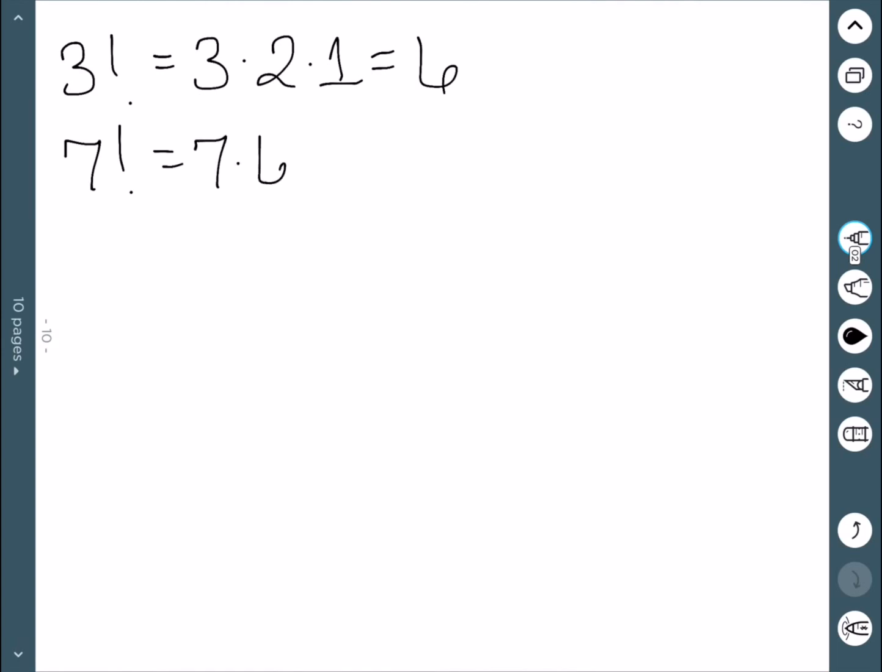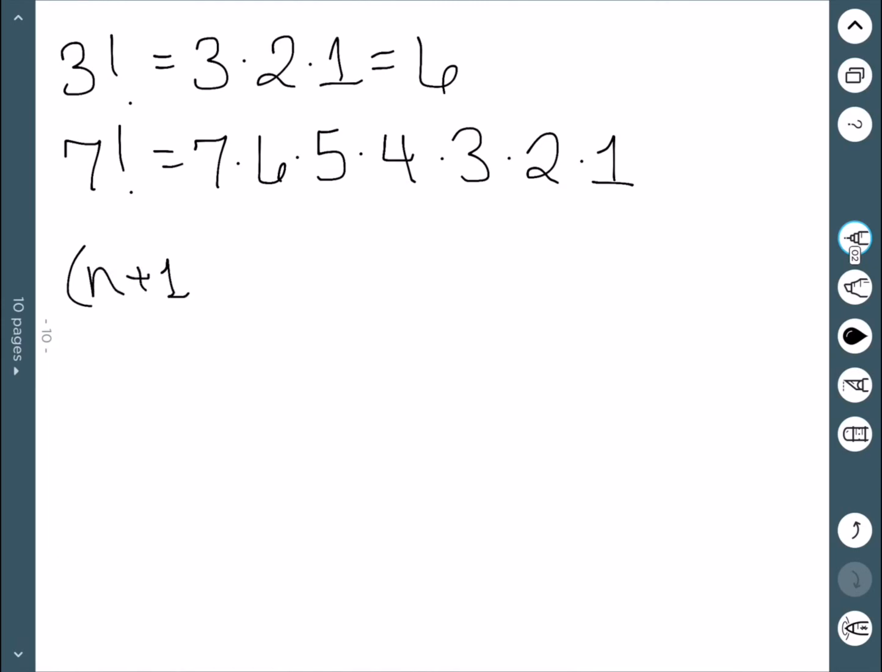For example, 3 factorial would be 3 times 2 times 1, which is 6. If we tried something bigger, 7 factorial would look like 7 times 6 times 5 times 4 times 3 times 2 times 1.